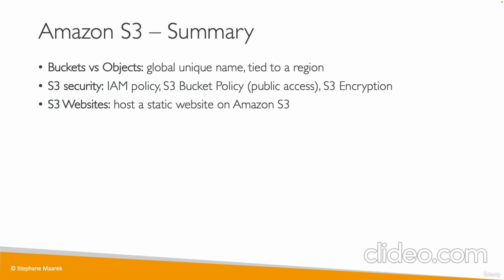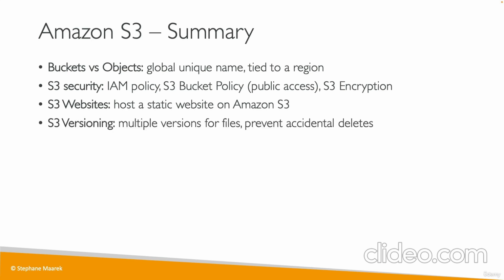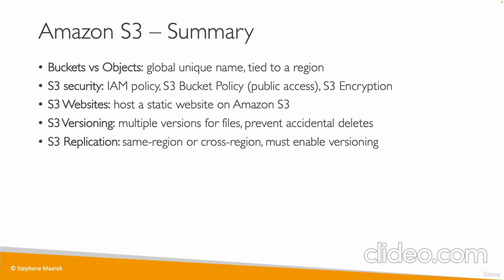We can enable websites on an S3 bucket. This is the idea to host a static website on Amazon S3. You first need to make sure that the bucket, of course, is going to be public, and then we can statically host some files. We have S3 versioning. This is to have multiple versions for a file to prevent against accidental deletes and to be able to roll back to previous versions if we need to. We've seen there are two kinds of S3 replication. You have the same region replication and the cross-region replication. And for them to work, you must enable versioning beforehand.